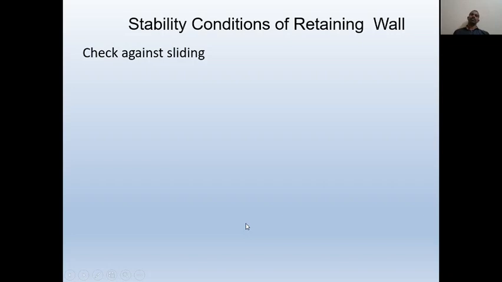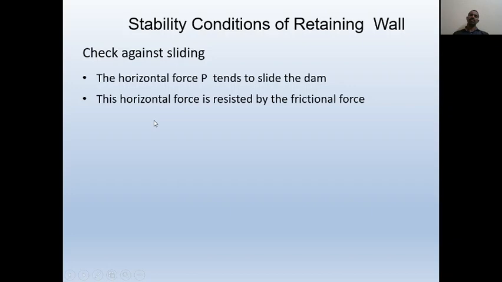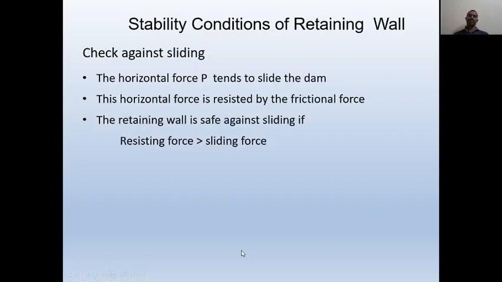Now, the second stability condition, we have to check against sliding. Sliding will depend upon the friction between the soil and the base of the retaining wall material. Therefore, the frictional coefficient comes into the picture. The horizontal force P tends to slide the wall away from the backfill, and this horizontal force is resisted by the frictional force generated between the material and the soil, that is earth. And the retaining wall is safe against sliding if the resisting force is greater than the sliding force.